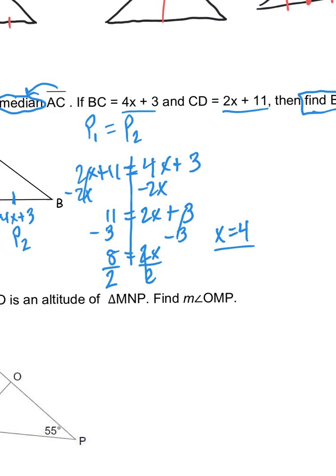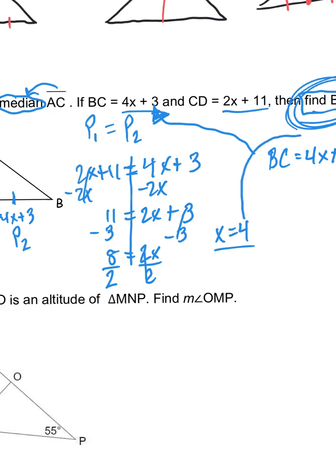But we are not done, right? We need to find BC. That's what it's asking us to do. So, well, BC is equal to 4x plus 3, right? I got that from right here in the problem. That's what it says right here. BC is 4x plus 3. We're going to take this 4, and we're going to plug it in right here. So this is going to be the same thing as 4 times 4 plus 3, which will equal 16 plus 3, which is 19. And that is our answer for number 7.